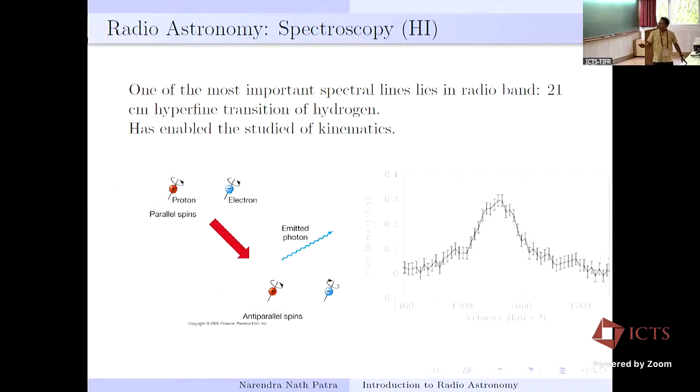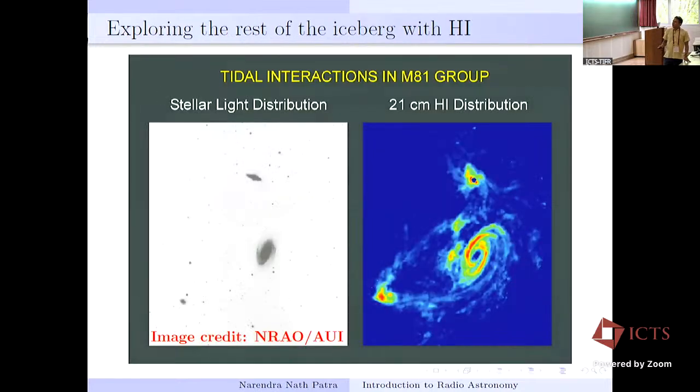So this is a very powerful tool to probe galaxies, nearby galaxies, and so on. And as you can see, this is one example. This is the optical map of these interacting galaxies in the M81 group. If you look at this, can you figure out that these guys are interacting with each other? It's very peaceful, people sitting and doing their stuff. But if you look at the HI distribution in them, it is very messy.